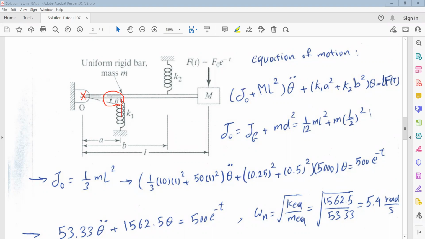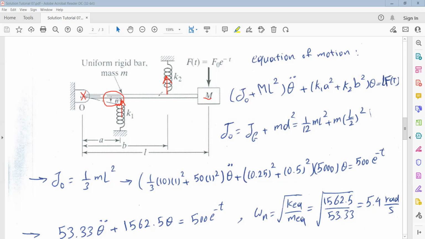One is due to this spring K1. The other one is due to this spring K2. When it's rotating in clockwise direction, and this mass M is going down, the spring K1 will be compressed, and the force due to this spring is in upward direction. The spring K2 will be pulled, and again the reaction of this spring, which is exerted to the bar, is in upward direction.